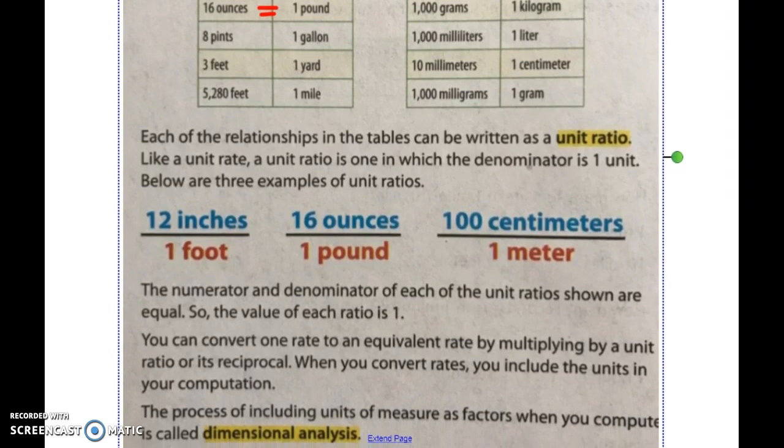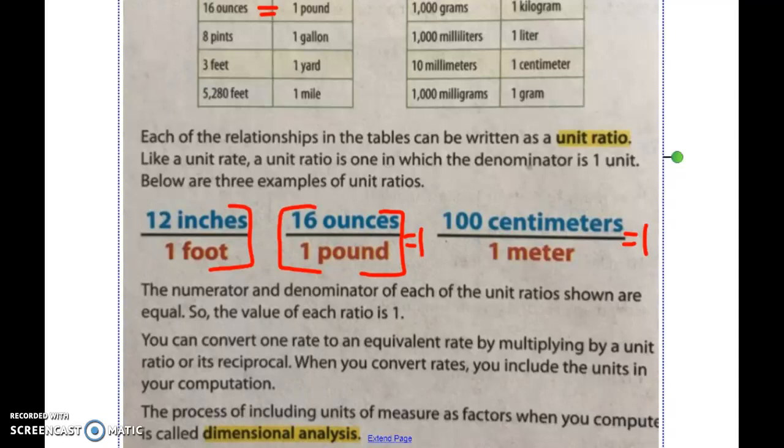When we write units with a 1 in the bottom, it's going to be called a unit ratio. So you can see when we have 12 inches to 1 foot, that's a unit ratio. 16 ounces to 1 pound, another unit ratio. We can multiply anything by this ratio because it's equal to 1. All of these things are equal to 1. The same thing, it looks different. 100 centimeters looks different in words than 1 meter, but they are the exact same distance.